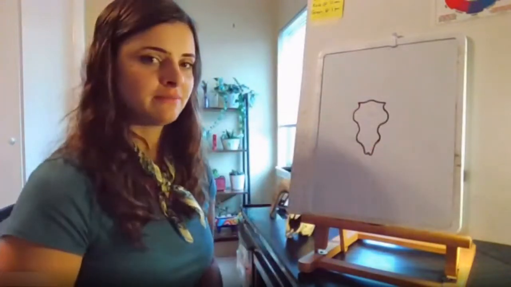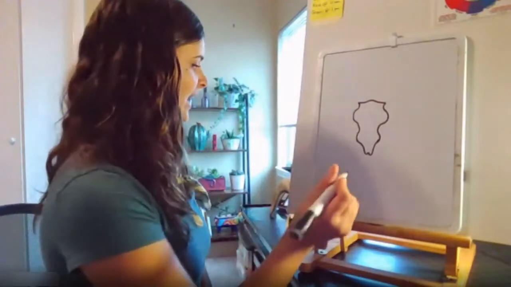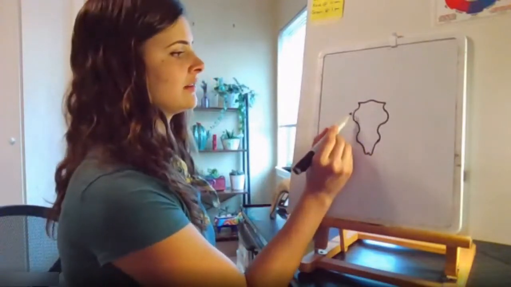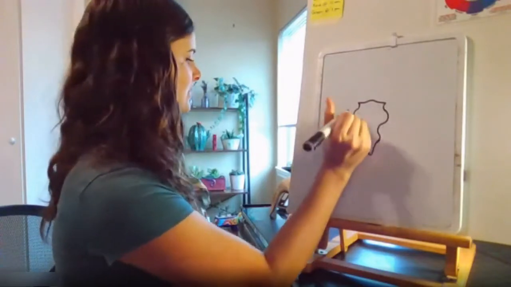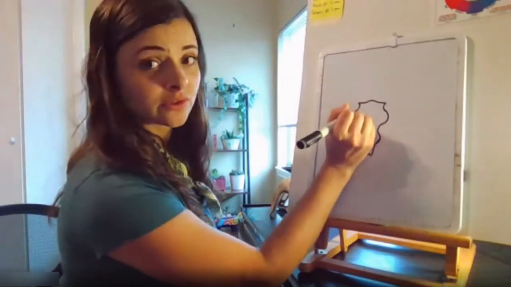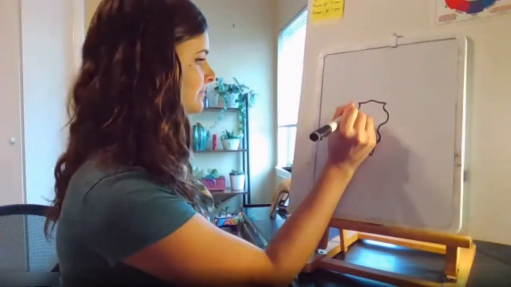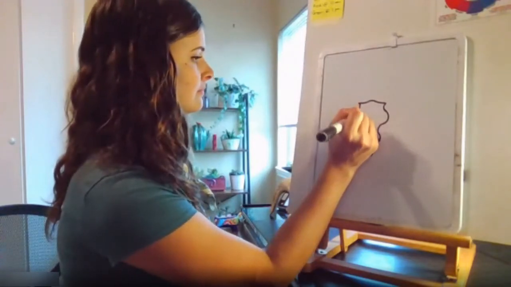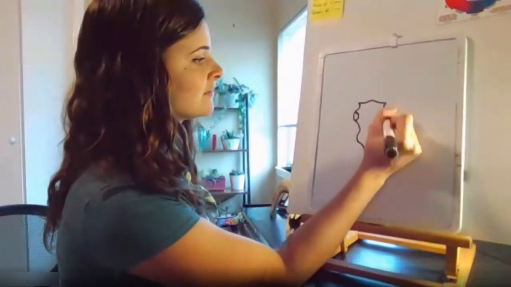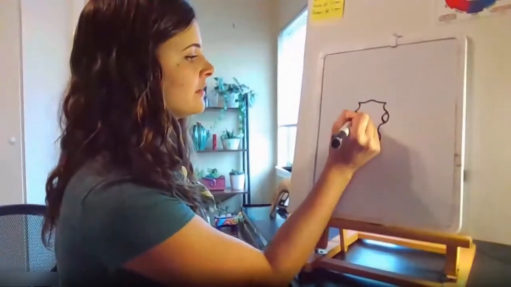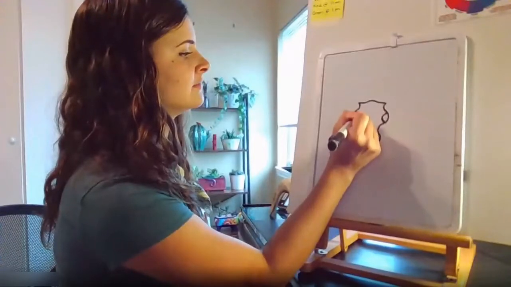After we get the main part of our skull, we're going to add the eye sockets on either side inside each of those big bumps. So I'm going to do like a half oval or a half circle for the eyes on both sides. And you're going to fill it in.